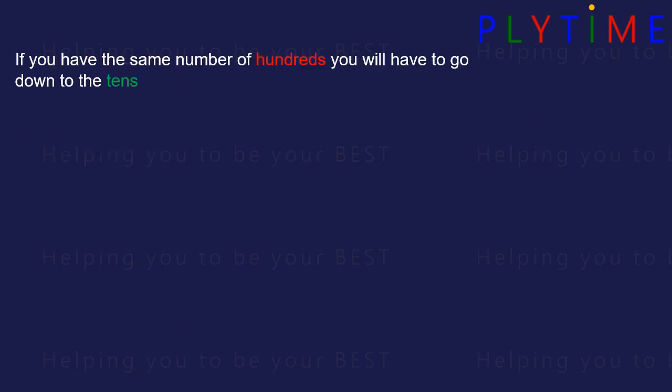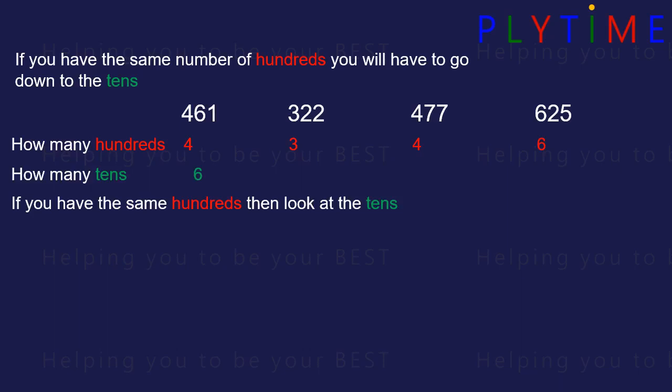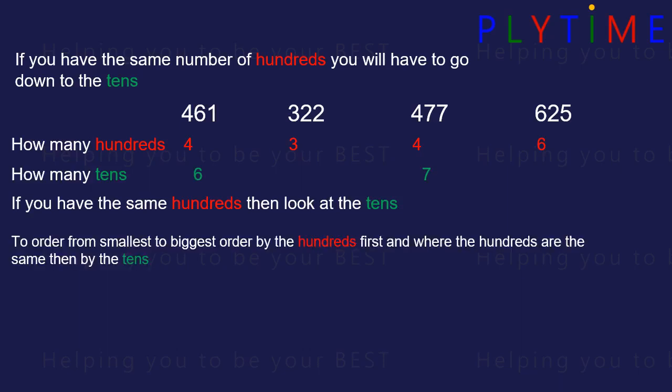If you have the same number of hundreds, you'll have to go down to the tens. Here we look at the hundreds: 4, 3, 4 and 6. Where we have the same hundreds, we look at the tens. We have 60 in 461 and 70 in 477. Now we can order from smallest to biggest by hundreds and where they're the same by tens. The smallest is 300, then 460, then 470 and then 600 is the biggest.